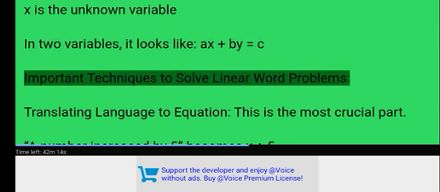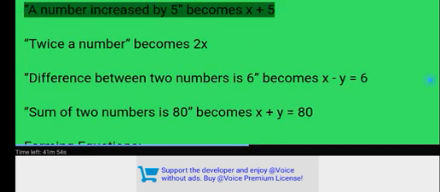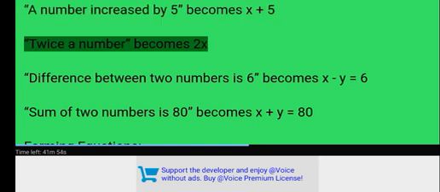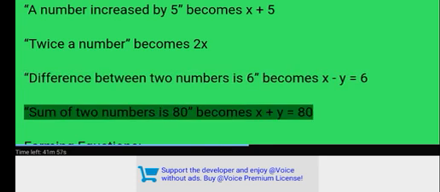Important techniques to solve linear word problems. Translating language to equation. This is the most crucial part. A number increased by 5 becomes x plus 5. Twice a number becomes 2x. Difference between two numbers is 6 becomes x minus y equals 6. Sum of two numbers is 80 becomes x plus y equals 80.